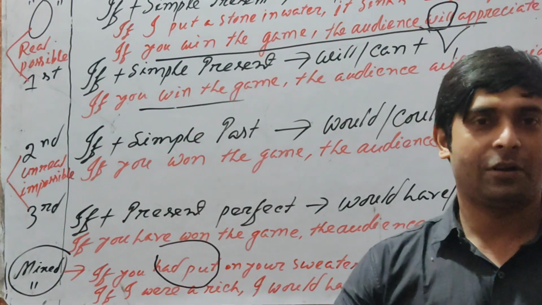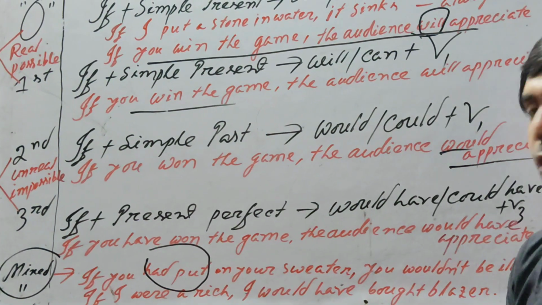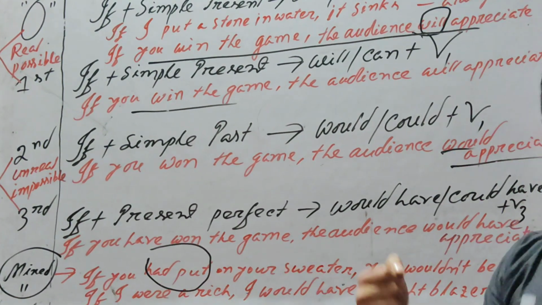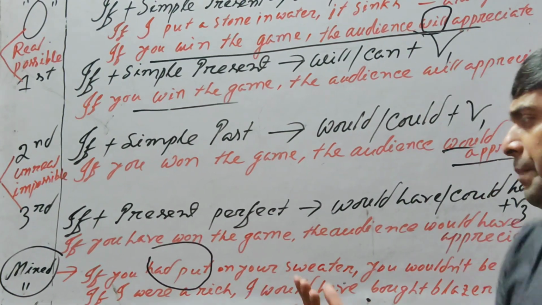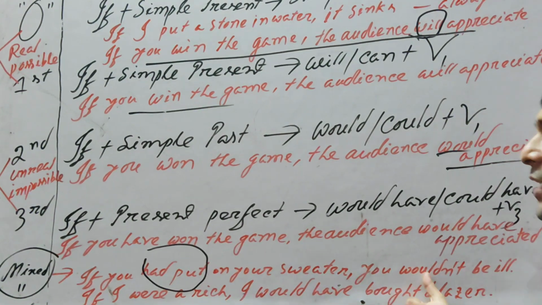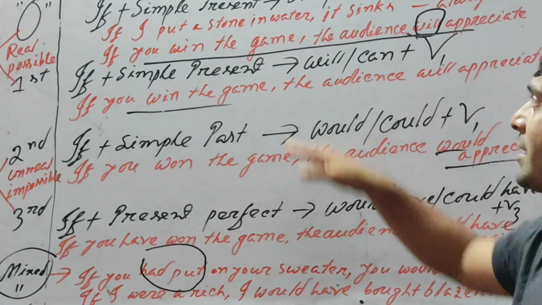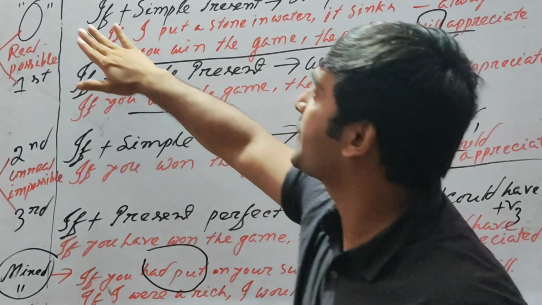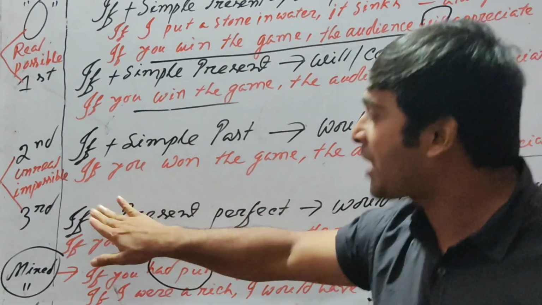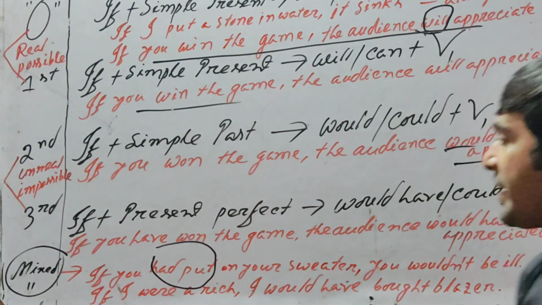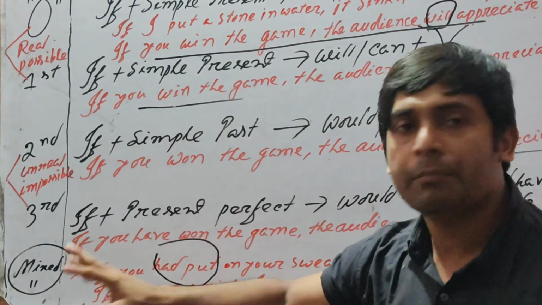That is winter season, or winter season is coming. Winter season is knocking at the door. So we can prepare ourselves. So we can say here, if you had put on your sweater, you won't be ill. That is absolutely right. So there is no sequence of the conditional sentence. It doesn't follow the structure. Structure means zero conditional structure, first conditional structure, second conditional structure, third conditional structure. So that's why we can say here, it doesn't go with the rest of the examples. So that is called mixed conditional.